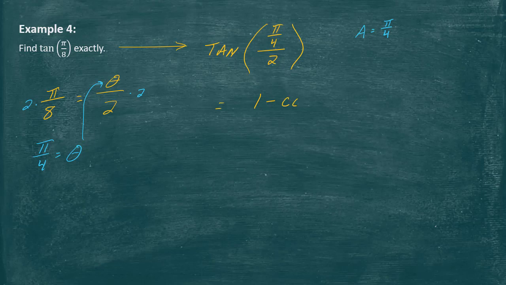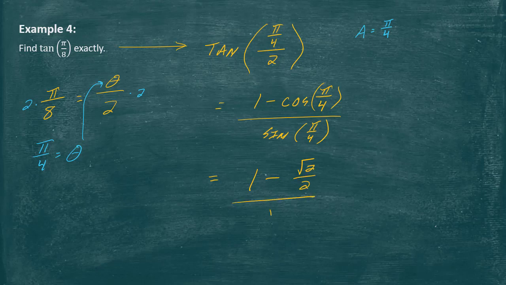So it would be 1 minus cosine of the angle that I just identified, pi-4ths. And then it would be over the sine of whatever that same angle is, so in this case still pi-4ths. And notice at this point, because that is an angle from the unit circle, I should be able to replace them with their values. So if I replace them with their values, it would be 1 minus, well, cosine of pi-4ths is rad 2 over 2. So I'll put that in that spot. And then sine of pi-4ths just also happens to be rad 2 over 2.